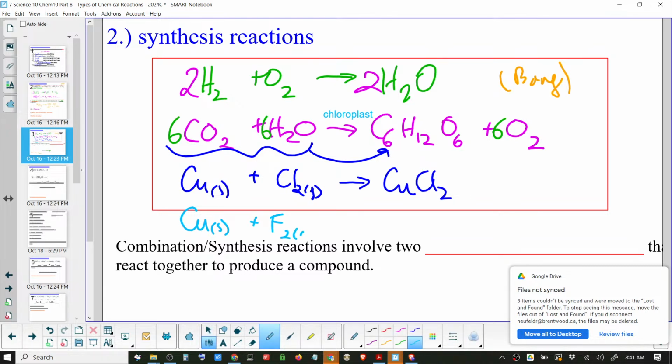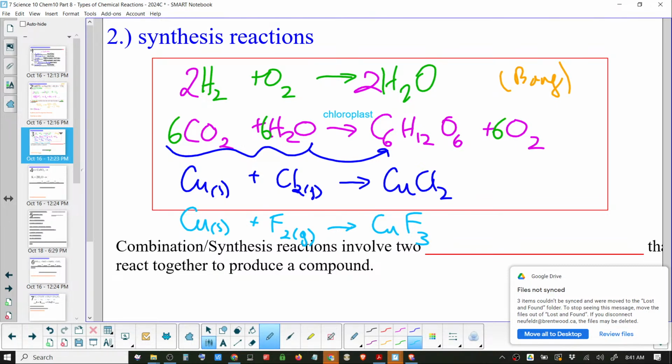Copper solid plus fluorine gas makes copper 3 fluoride. This is Neufeld high. Copper solid plus chlorine gas goes to copper 2 chloride. Copper solid plus fluorine gas actually reacts further. It'll give you copper 3 fluoride, so it'll take an extra electron off of the copper because fluorine is more electronegative than chlorine is.